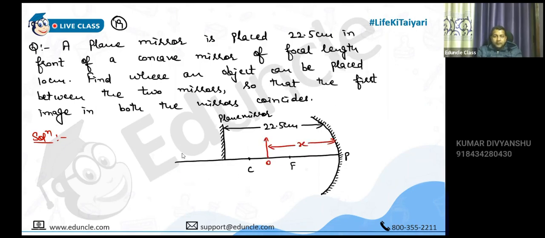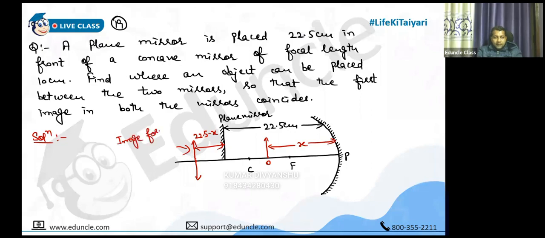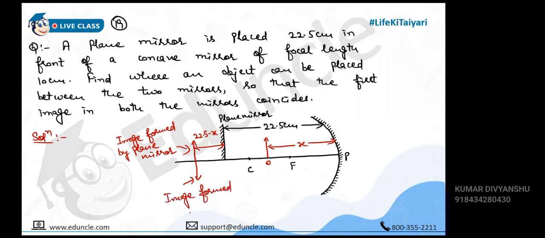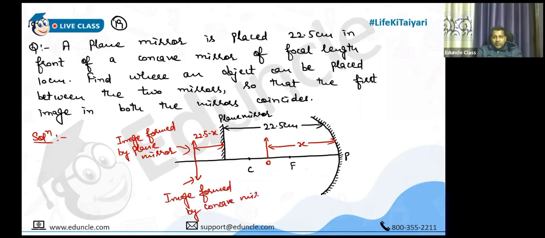Na? It means if I can get x, I can get this 22.5 minus x, na? And then I can get this also. This will be 22.5 minus x, na? Because in a plane mirror, the image is as much behind the mirror as the object is in front of it. Okay. So this is the image formed by the plane mirror. And the lower one is the image formed by the concave mirror. Is it clear? Yes, sir. So it means we know the image position. So with the help of the concave mirror, we can get x, na? Clearly, because I know the focal length, isn't it?